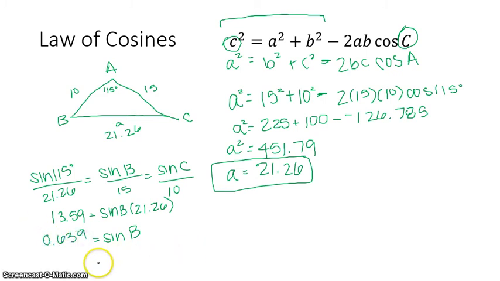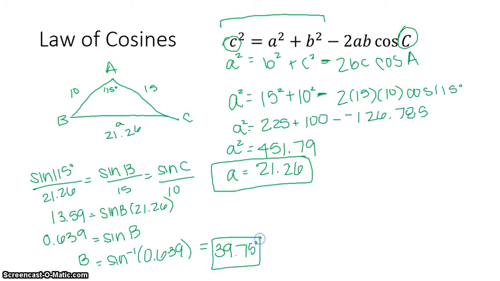Then to figure out what B is, it's not in my unit circle, so I don't have to worry about that. I can just do sine inverse. So B equals, again, you're just doing sine inverse of your 0.639, which is about 39.75 degrees. And then if I wanted to find C, I know the other two angles, so I could just do 180 minus 115 minus 39.75. It's going to give me that C equals 25.25 degrees.